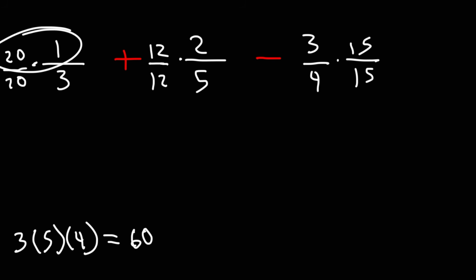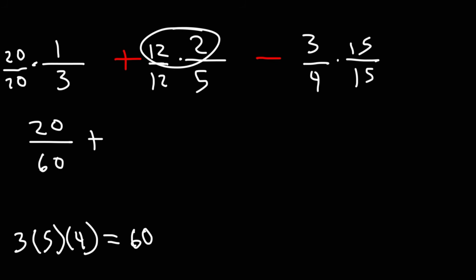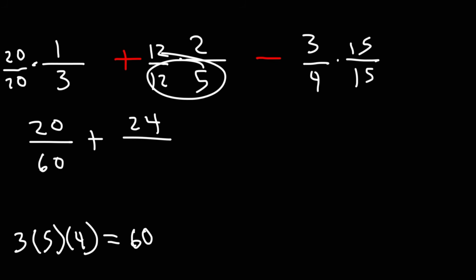So here I have 20 times 1, which is 20, and then 20 times 3, that's 60. Next I have 2 times 12 is 24. And we know 12 times 5 is 60. And then 3 times 15 is 45. 4 times 15 is 60.